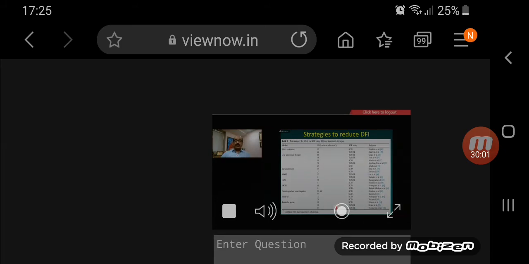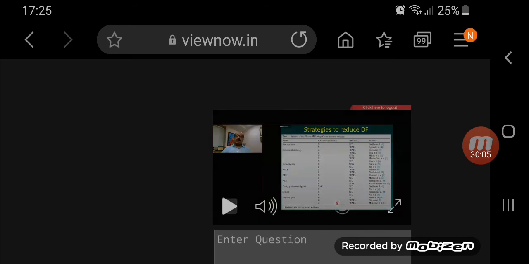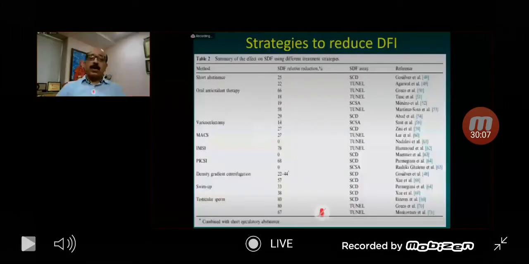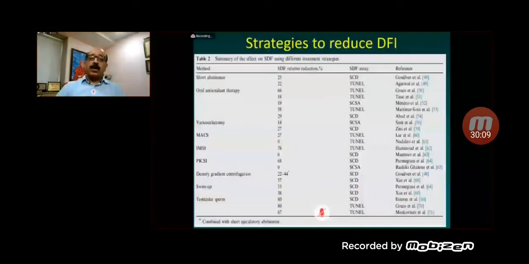There are various ways one can reduce the percentage of DFI, or use of MACS or PICSI in the laboratory. In the case of IUI, the use of density gradient centrifugation rather than the simple swim-up procedure, and testicular sperm. By these modalities, one can reduce the DFI and can have a better outcome of the cycle.